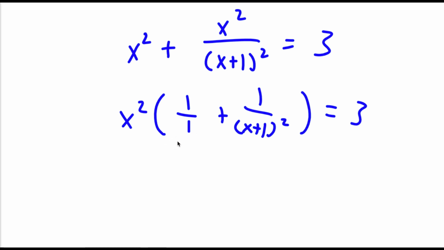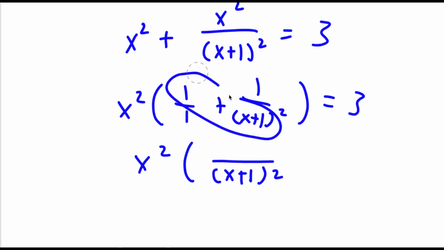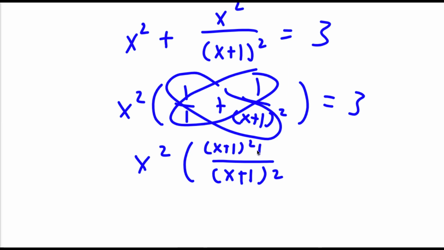So now this is going to be equal to x squared times, now if I add these over, first off our denominator is going to be 1 times (x plus 1) squared. So I have (x plus 1) squared as our denominator. And for our numerator, we use cross multiplication. So if I cross multiply these two, I get (x plus 1) squared times 1, which is simply just (x plus 1) squared, plus 1 times 1, which is simply just 1. Now this is equal to 3.